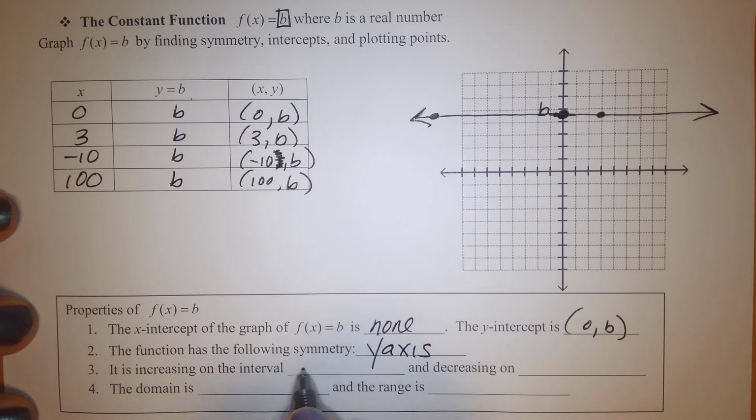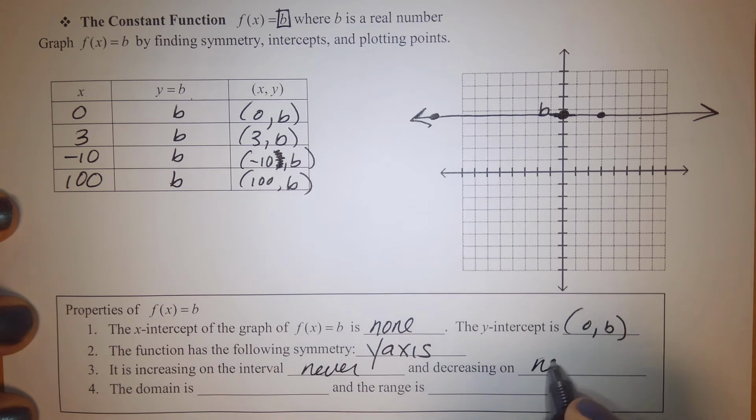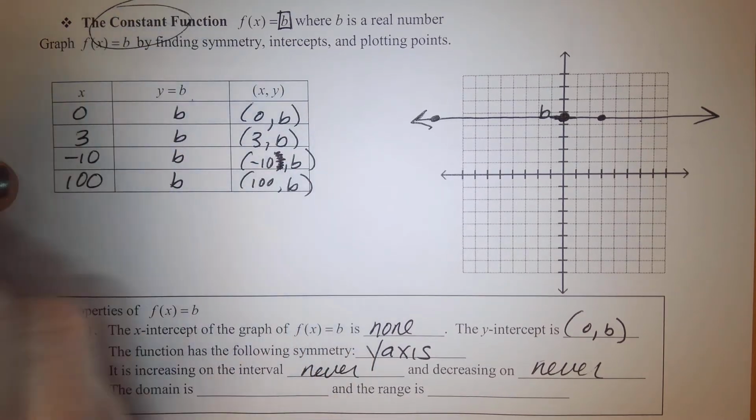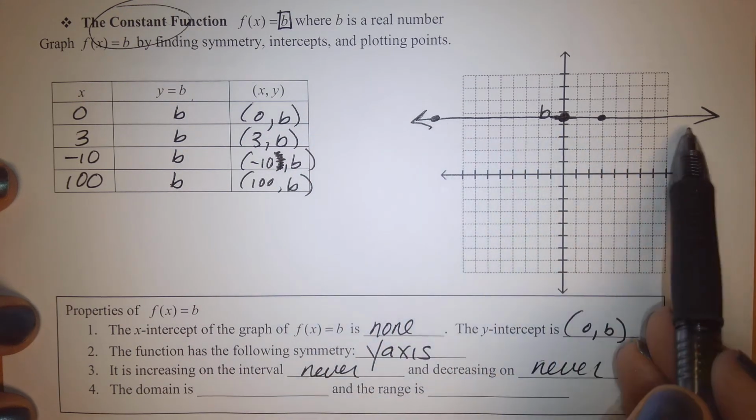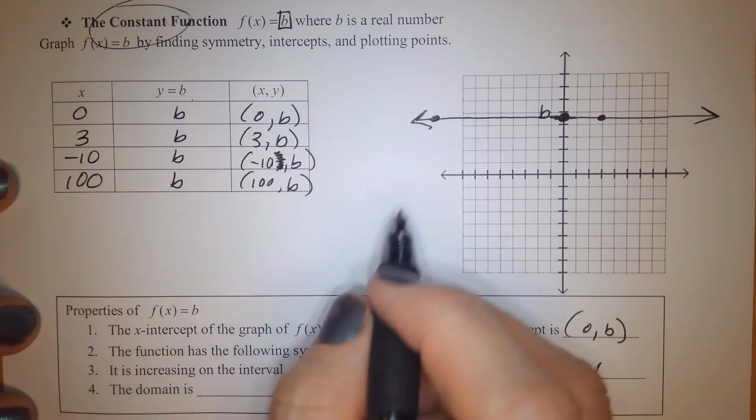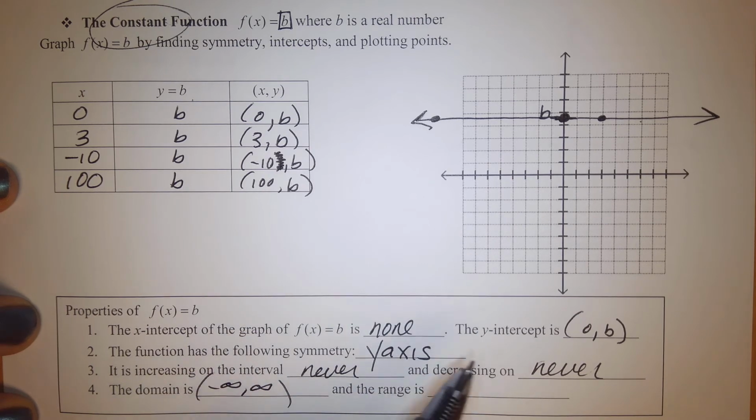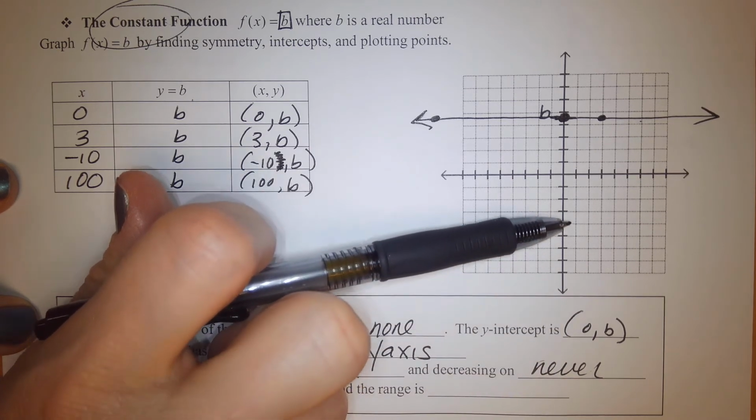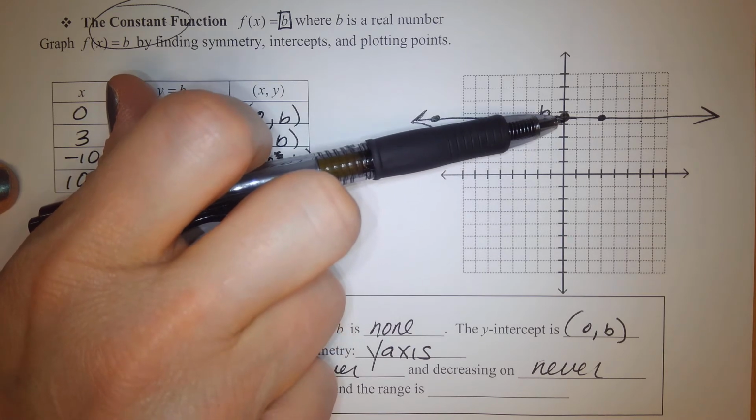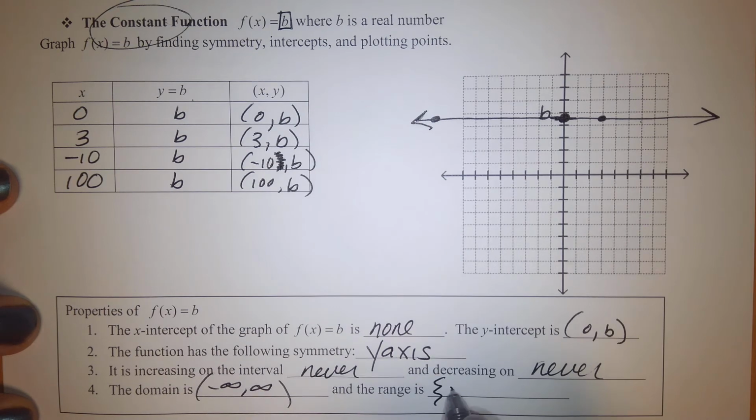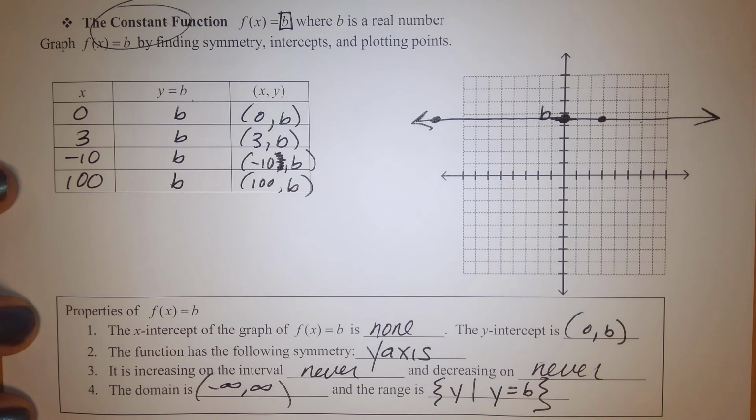The graph is never increasing, nor is it ever decreasing, because this is a constant function. It remains flat. The domain goes from -infinity to +infinity. And the range starts, the first place I see a y value is at b, and that is the only place I ever see a y value. So we would describe it as y can be any value as long as y is b. Y is never any other value.